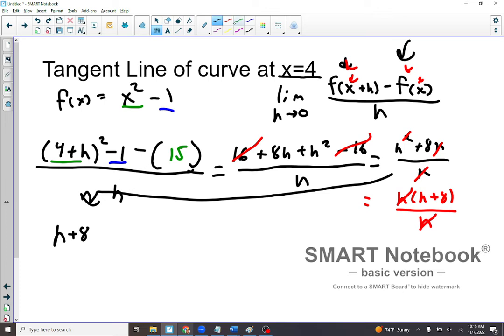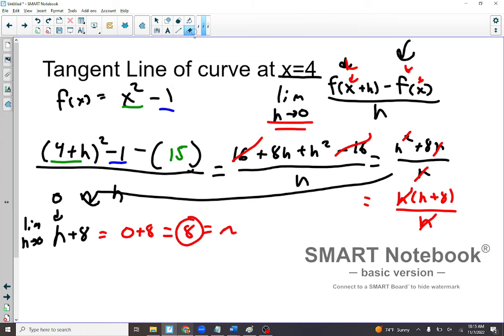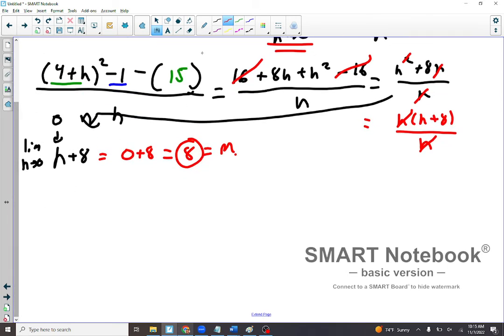At this point, we remember what we started off with here, which is a limit as h approaches 0. Because it approaches 0, we could plug in a 0 for h, which means 0 plus 8 equals 8. So our answer here is the curve, or the slope, is 8. But remember, we want the actual equation of the line, so this is not over. We found the slope. Now we're going to plug in the equation.